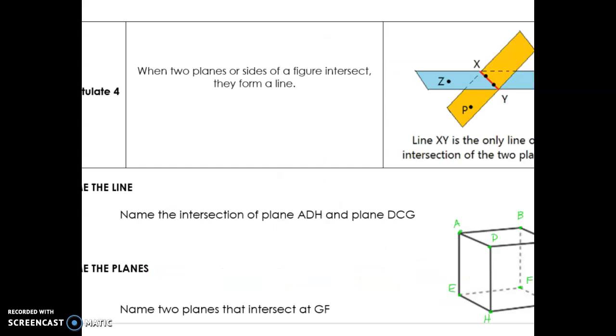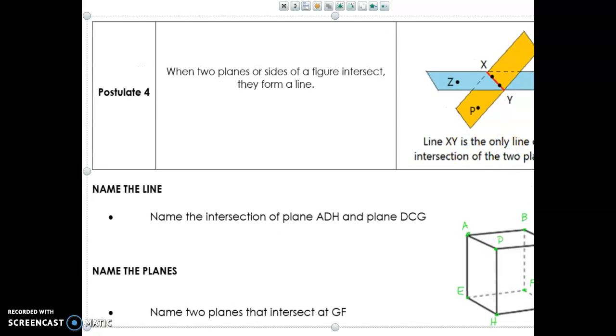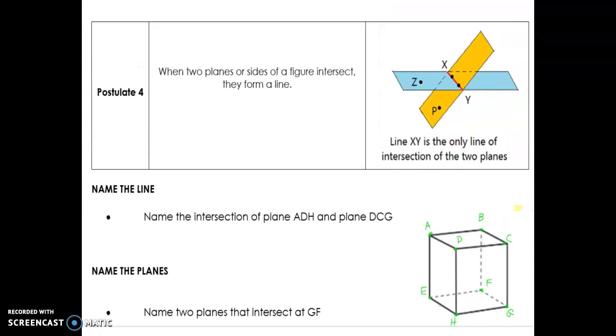Okay, moving on to the second task, you are looking at postulate 4, rule 4, which basically said that when you have 2 planes that intersect, they intersect at a line. So here is your rule here at the top, looking at your task. You're looking at this figure down the bottom right. Again, it's another cube. And the first thing that we're going to name the line of plane ADH and plane DCG. Let me go ahead and highlight.